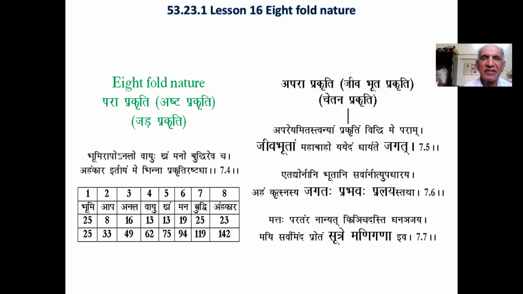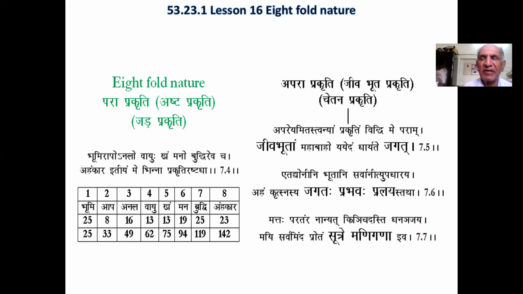The first is para prakriti, asht prakriti, jad prakriti, mundane. The second is apra prakriti, jeev bhut prakriti, the chetan prakriti, the consciousness, the subtle nature. One is to be consciously parallel with this classification, this division, this distinction, this distinctive tabulation of the eightfold nature, Asht Prakriti, which is a mundane Prakriti, and of the Jeev Bhut Prakriti, the Chetan Prakriti, the consciousness nature, the subtle nature.